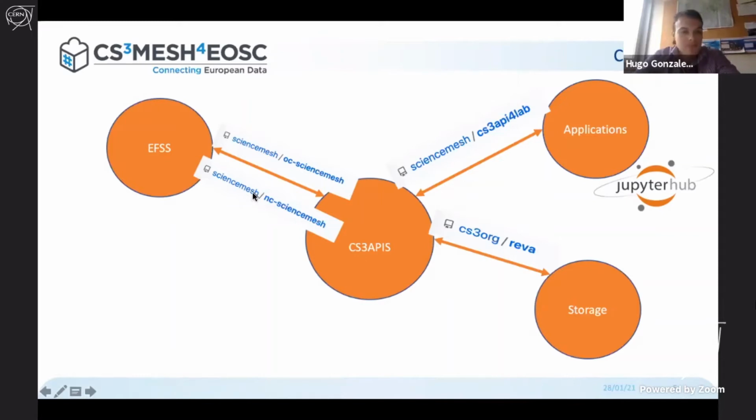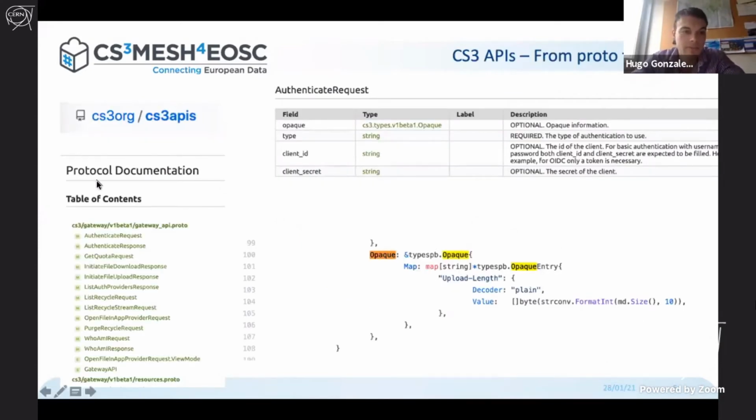And then for the integration with the enterprise file sync and share systems, I have here two examples, the ownCloud one and the Nextcloud one. You can also take a look at these repositories. Now a practical example of how to contribute to the CS3 APIs. We have documentation created already from the code for the CS3 APIs. So you can take a look at the repository and you will have all the documentation available there.